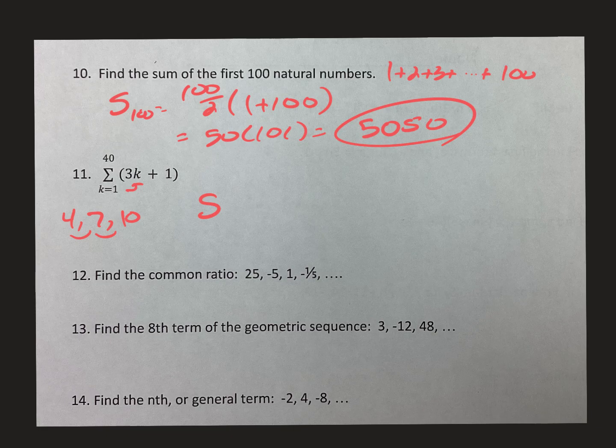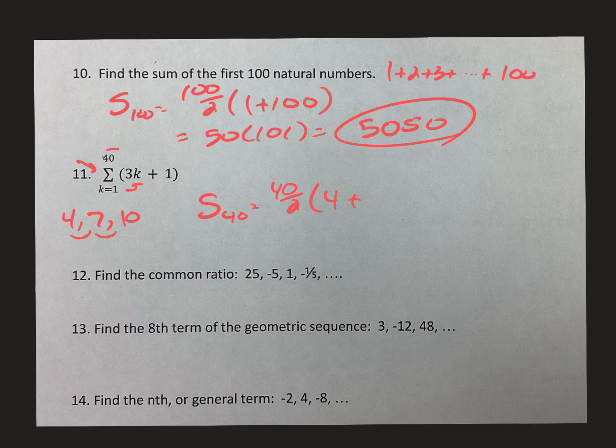So the good news is with sigma, you only need the one formula. So the n is always the top minus the bottom plus 1. Top minus the bottom plus 1. So 40 minus 1 is 39, plus 1 is 40. So I'm doing sum of the first 40. The first term goes first, that's 4. Then I need the 40th term.